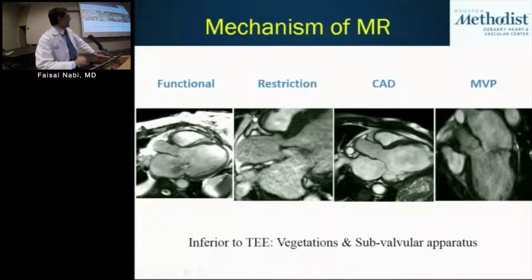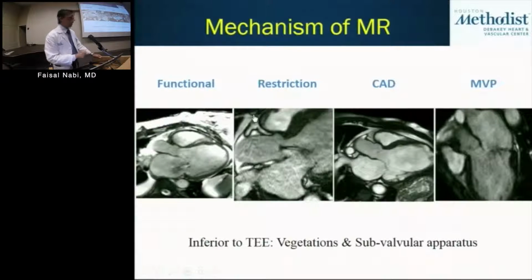PowerPoint. But a lot of the main pathologies that we're interested in, we can definitely assess with cardiac MRI. For example, functional MR, where this is really a problem of the muscle and your leaflets are tethered, can very well be seen by CMR. Restriction cases where the posterior leaflet may not work well. Cases where there's coronary artery disease, again another example of functional mitral regurgitation, where you have a wall motion abnormality and a possible papillary muscle infarction.